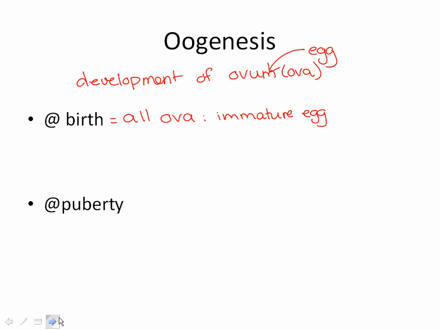Then, once females hit puberty, they are going to release one ova per month. And these ova that are being released are going to be mature eggs. So mature eggs are released once a month after puberty has been hit.